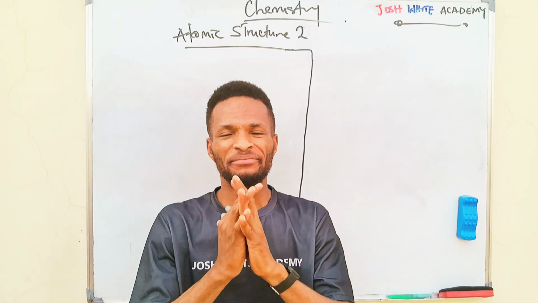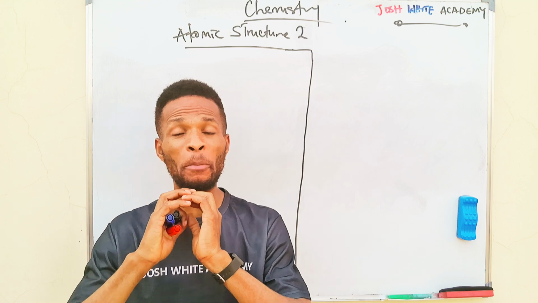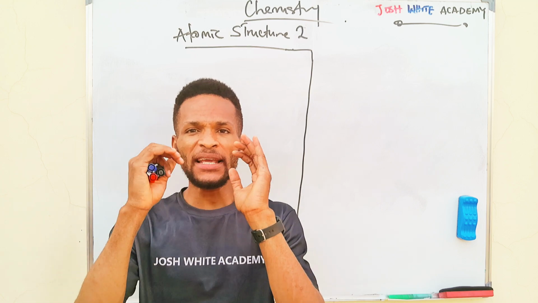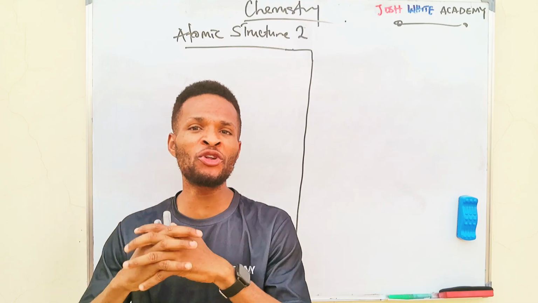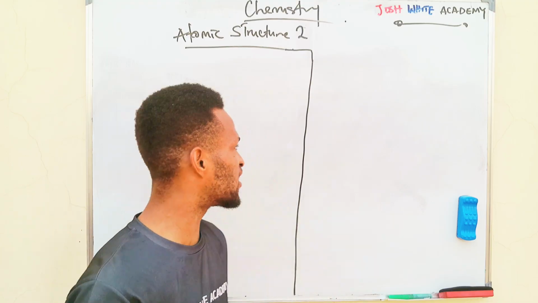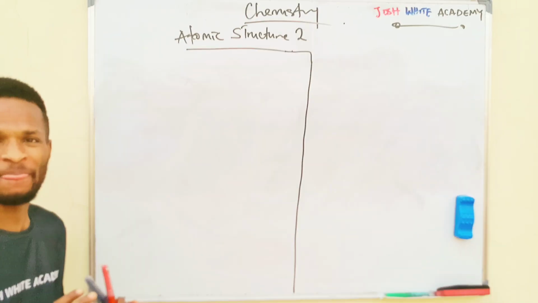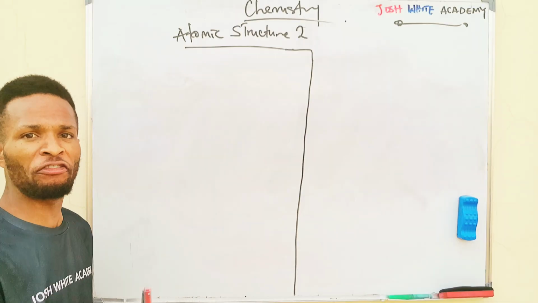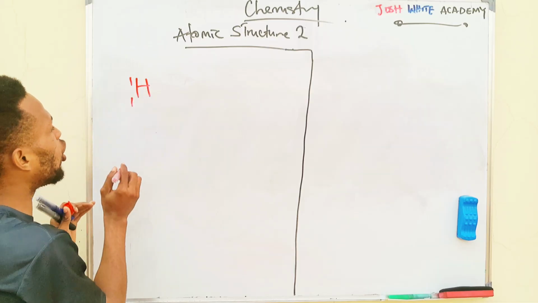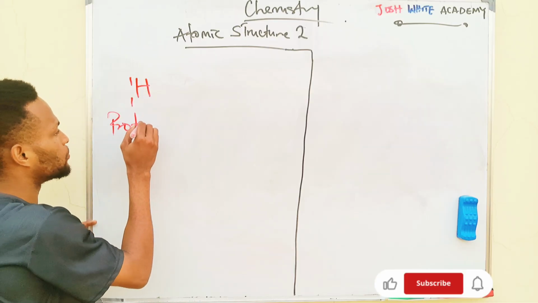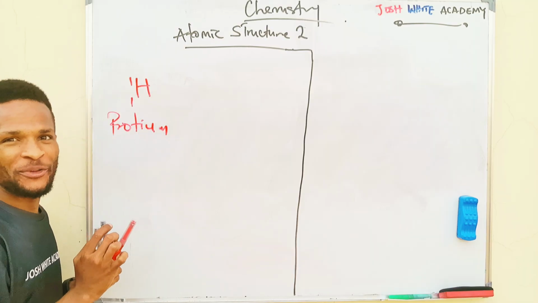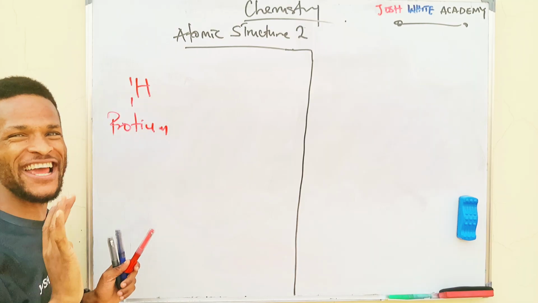Now, most elements in the periodic table undergo this phenomenon known as isotopy, but not all. For instance, hydrogen exists in 3 forms. We call this protium, where it has only 1 proton and 1 electron. It does not have any neutron.